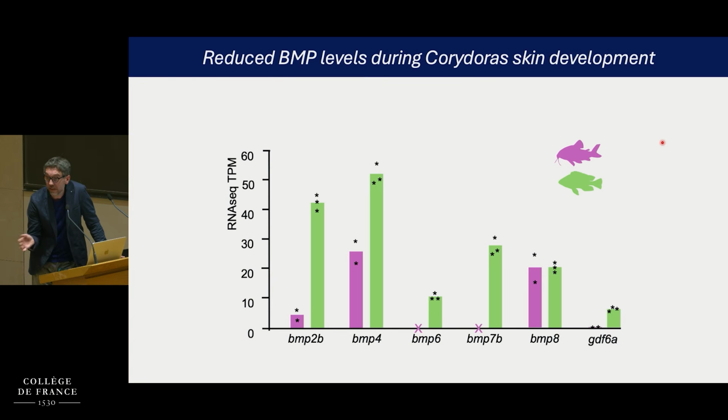Basically, we sequenced the skin of developing larvae of our cichlid fish, shown in green, and of our Corydoras catfish. Indeed, we find overall lower levels, and particularly, we'll come back to this later, we couldn't identify any transcripts of BMP6 and BMP7b. So you saw BMP6 is in the cichlids very highly expressed. It's actually one of the places where it is most prominent. So there are overall reduced levels of BMP signaling during Corydoras skin development.